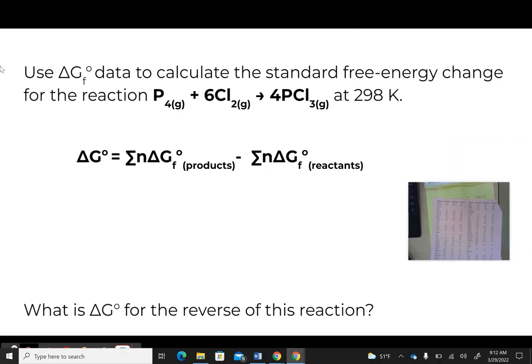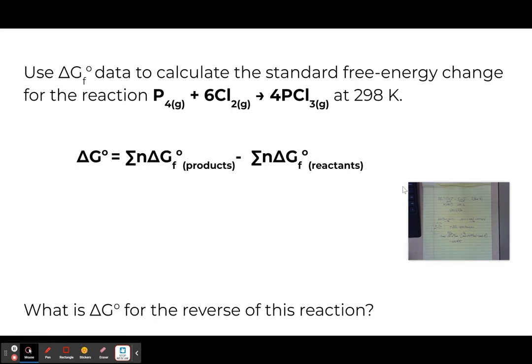We're going to use delta G formation data to calculate the standard free energy change for this reaction. We have P4 plus 6Cl2 making 4PCl3 at 298 K. So let's calculate for the forward and then let's calculate for the reverse. Go ahead and get that done.